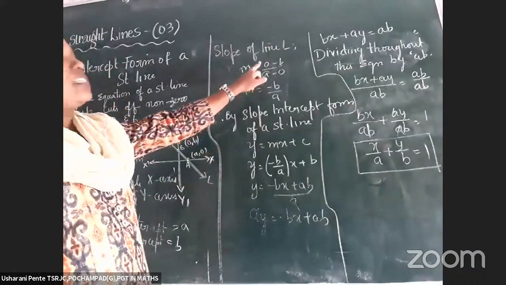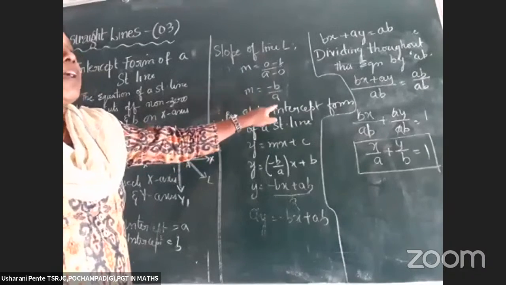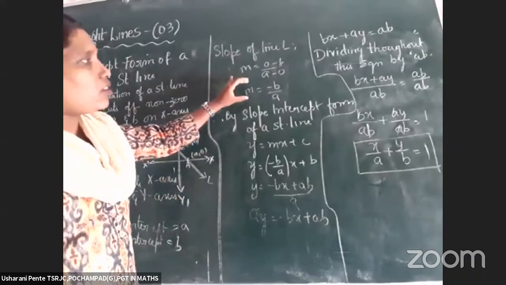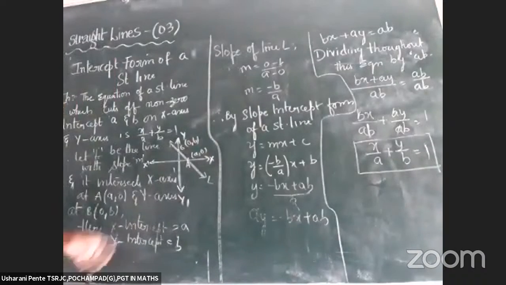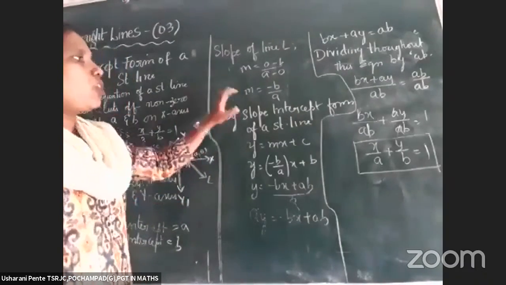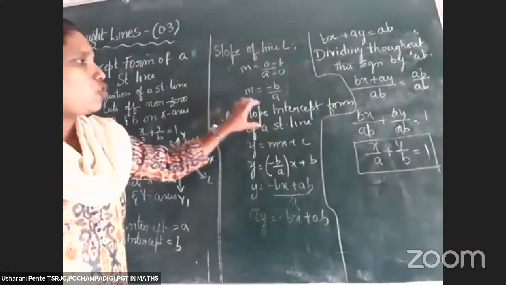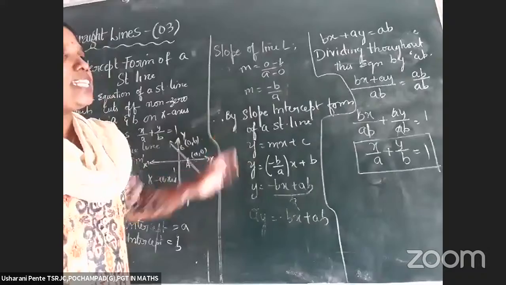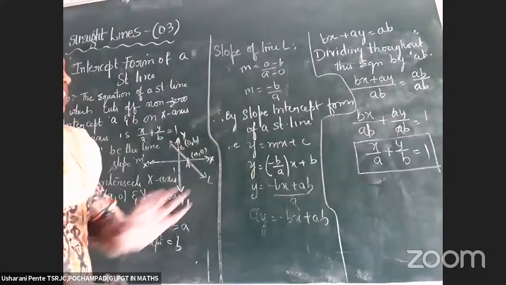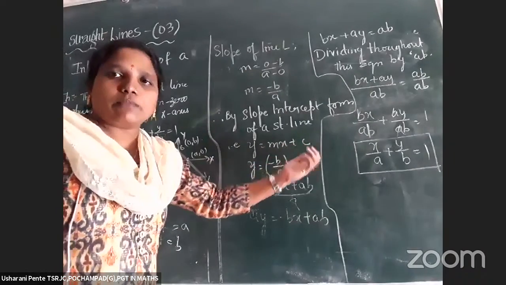So I am applying that: 0 minus b by a minus 0. So m is equal to minus b by a. This is the m. I have a slope as well as the y-intercept. We know the slope-intercept form of a straight line, that is y is equal to mx plus c. In place of m we substitute minus b by a, and in place of c we substitute b.